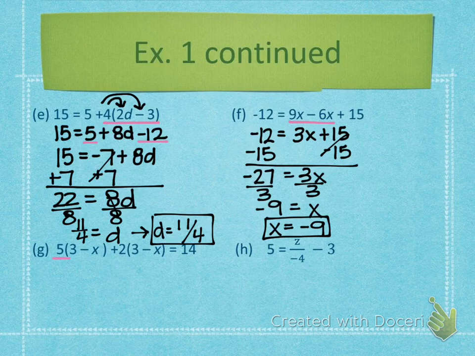All right, again, we got to distribute the 5 and we got to distribute the 2. So what do you get when you distribute the 5, Esther? You get 15 minus 5x. Okay, 5 times 3 is 15. 5 times negative x is negative 5x. And when we distribute the 2? You get 6 minus 2x. Good. 2 times 3 is 6. 2 times negative x is negative 2x. And it equals 14. All right, Esther, what would you do next?